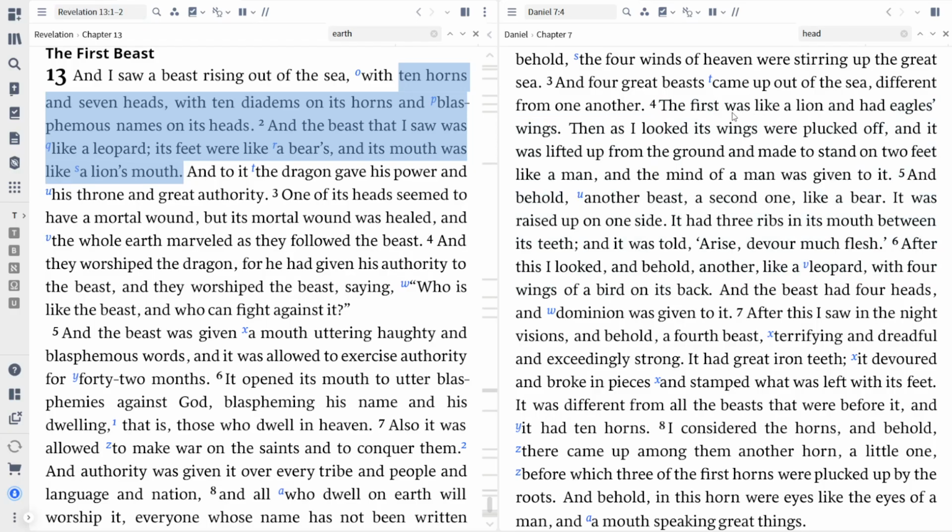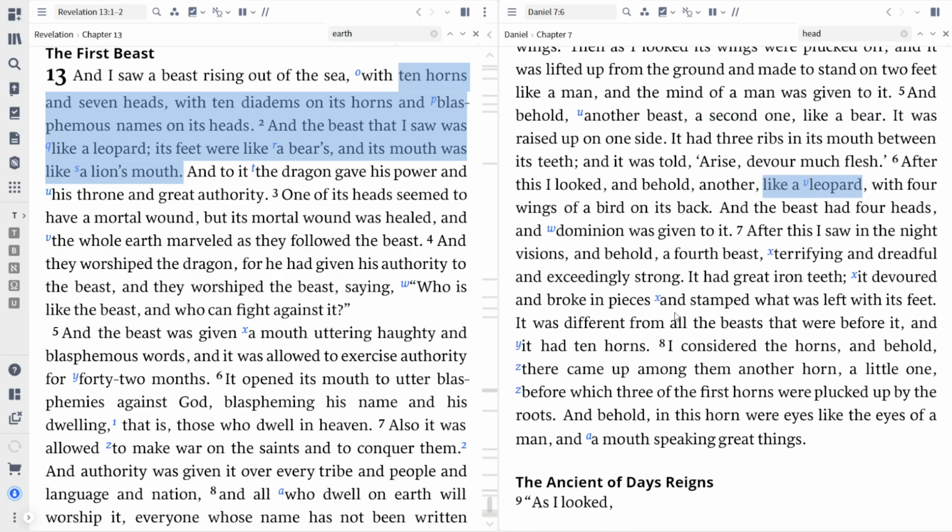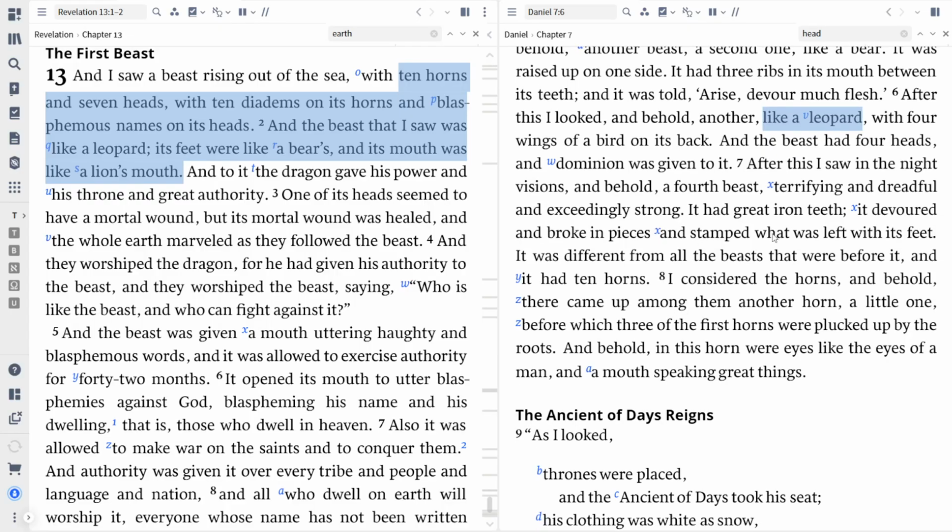Here, let me highlight. The first beast was like a lion. The second beast was like a bear. The third beast was like a leopard. And the fourth beast is not described in terms of being like any particular animal, he has iron teeth, but what else he has is that the fourth beast has 10 horns.